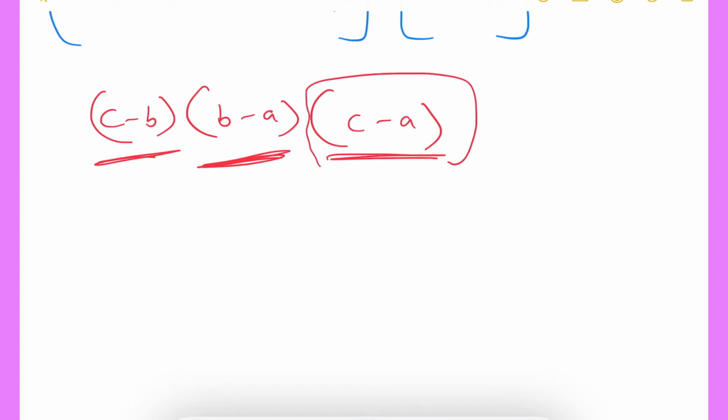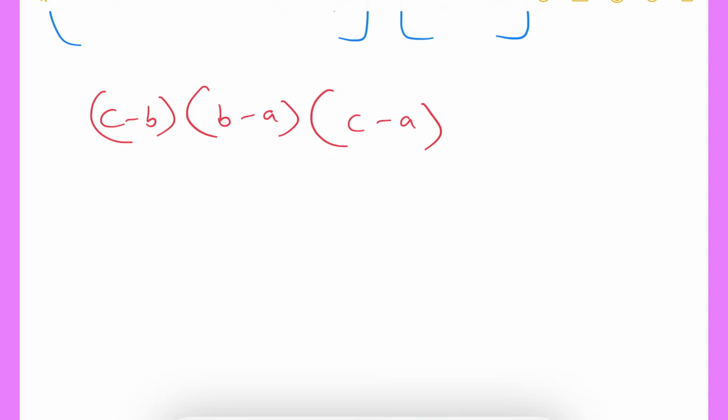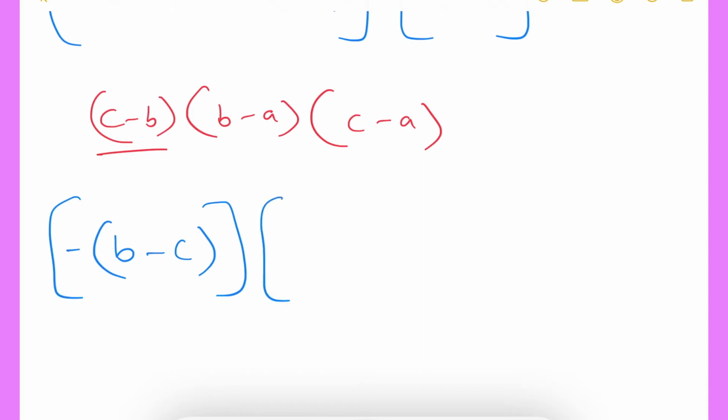So for that, from c minus b I will take the minus symbol common. If we take out minus common, minus b will become plus b, plus c will become minus c. The same way from the second one also I will take out minus common, so minus a will become plus a, plus b will become minus b, into the last one as it is, c minus a.